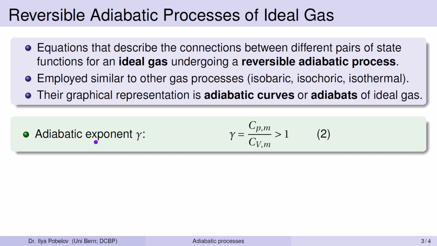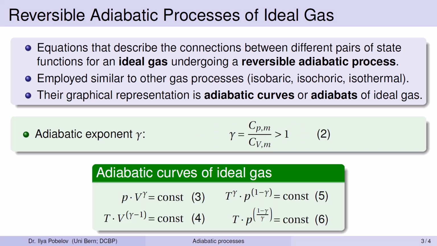Central to these equations is a parameter known as the adiabatic exponent, denoted as gamma. It represents the ratio of the molar heat capacity at constant pressure to the molar heat capacity at constant volume. Given that for an ideal gas, the molar heat capacity at constant pressure always exceeds the molar heat capacity at constant volume, gamma is always greater than 1.